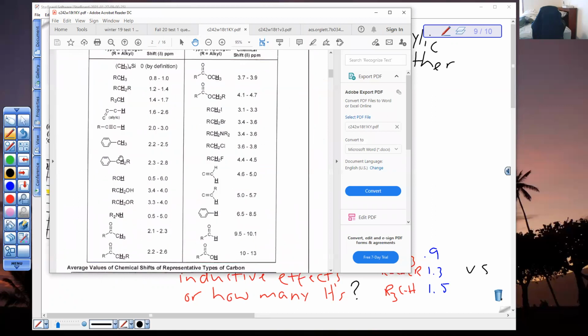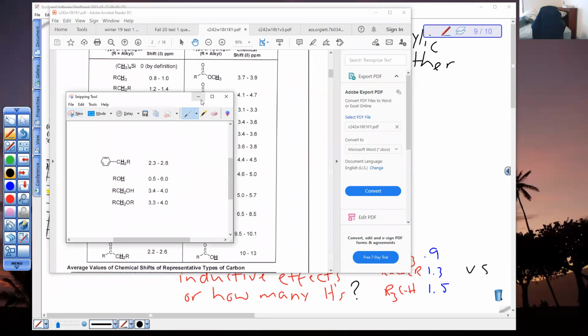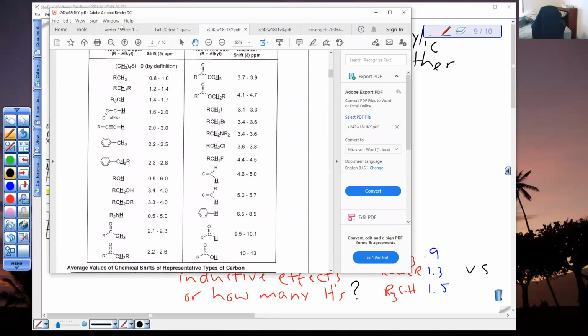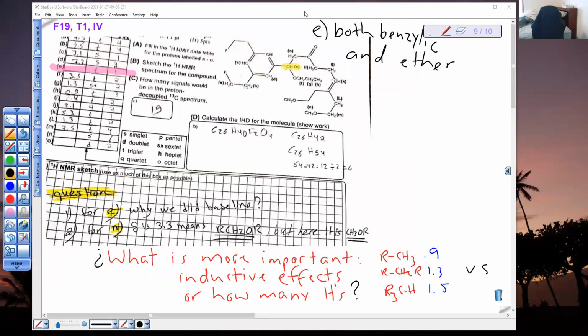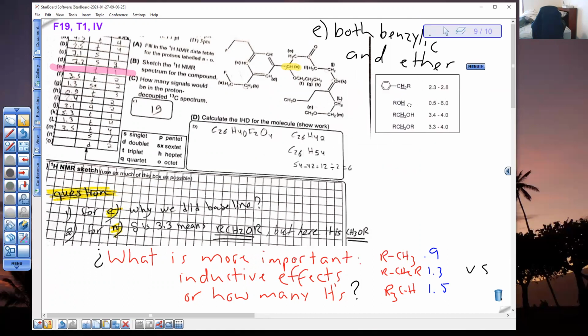When you're benzylic, you've got this. And when you're an ether, you've got this. Let's try snipping both of those, and bring it over here. And we'll talk about the baseline in a second. Baseline's defined as, pretend it's in none of the categories. Where do you even start? Because we want to see the effect of being in two categories.